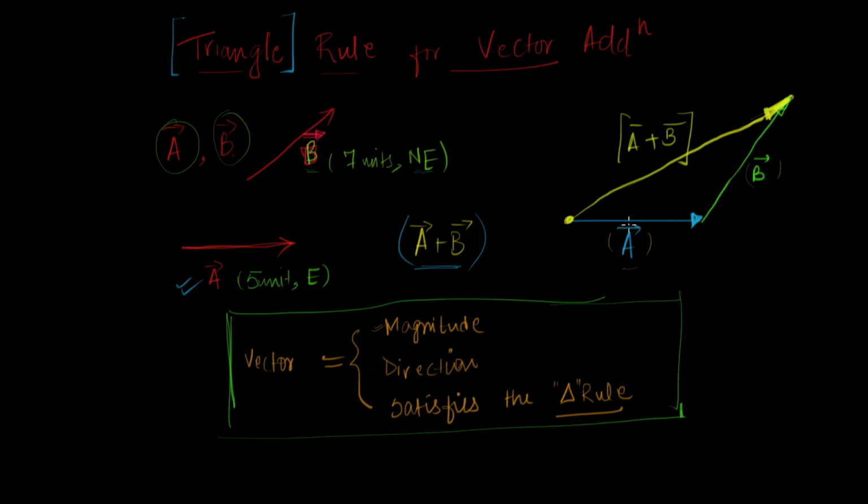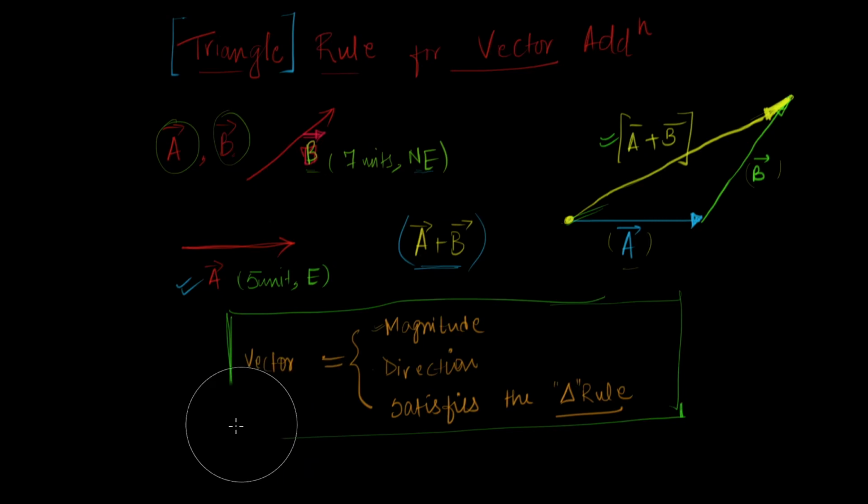It's a triangle rule because if you form two sides of a triangle with A and B, the first two vectors, then the resultant vector turns out to be the last, the remaining side of the triangle. And that is what I've done here as well. So that's the triangle rule.